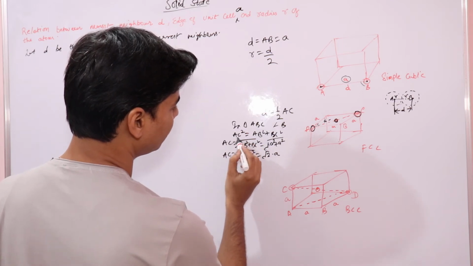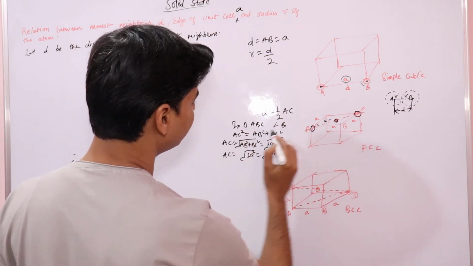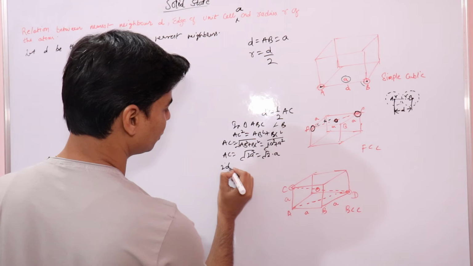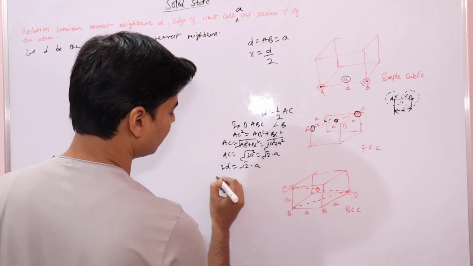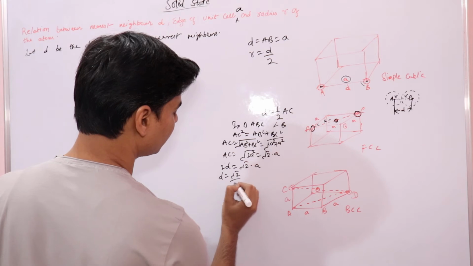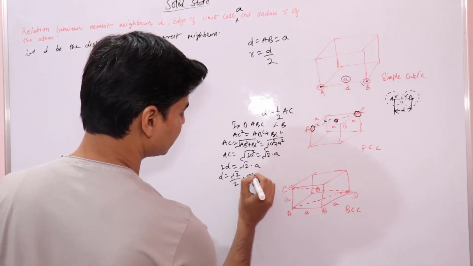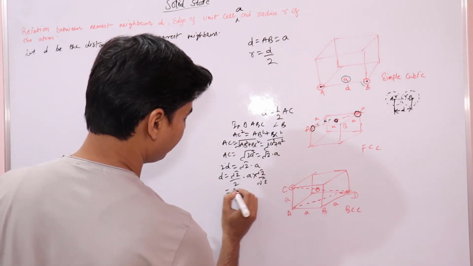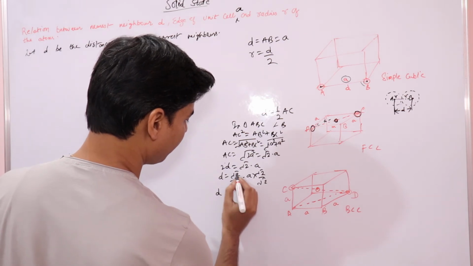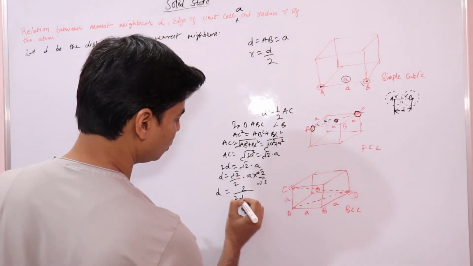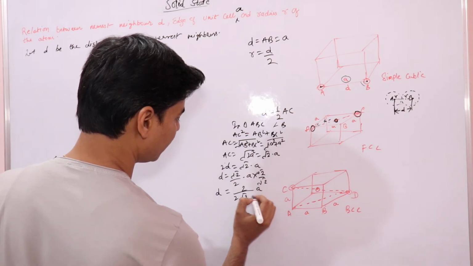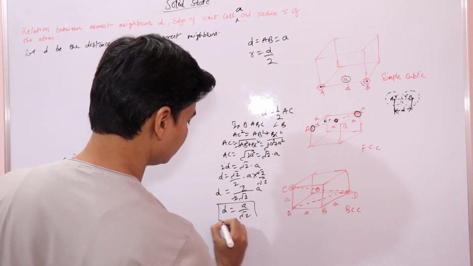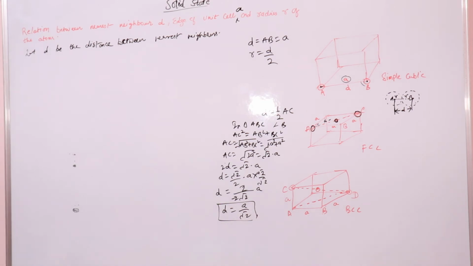Now AC is, sorry, AC is twice D. Twice D is equal to root 2 times A. Therefore, D is equal to root 2 upon 2 times A. If you multiply by root 2 over root 2, D is equal to 2 upon 2 root 2 times A, which gives D is equal to A upon root 2. This is the relationship between D and A.